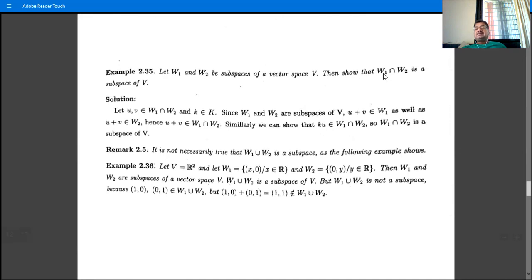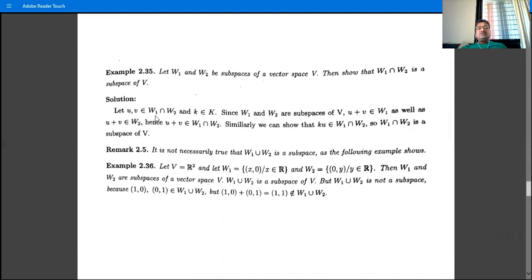Then show that their intersection W1 intersection W2 is also a subspace of V. So we have to show W1 intersection W2 is closed for addition and closed for scalar multiplication. That is, take two elements U and V belonging to W1 intersection W2, and let K be any scalar for the second condition. Then W1 and W2 are subspaces of V. So U plus V belongs to W1. U, V belonging to W1 intersection W2 means what? U and V belong to W1 as well as U and V belong to W2.